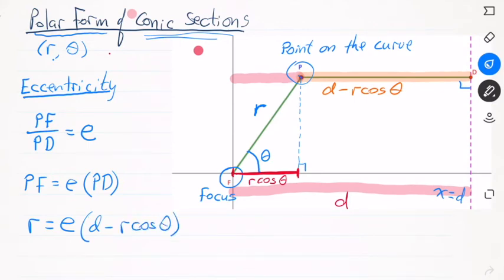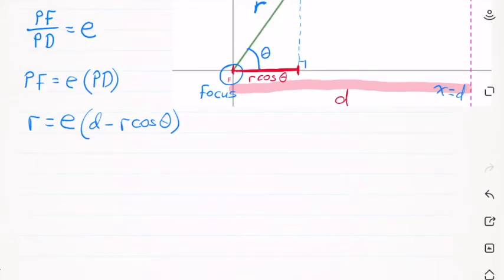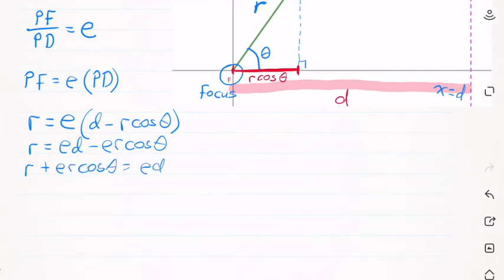Cool. Now, for conic section, or I'm sorry, polar form equations, we need to solve for r. So we're going to distribute the e. Oops. ed minus er cosine of theta. We're going to get the r's on the same side of the equation. I'm going to factor out an r.